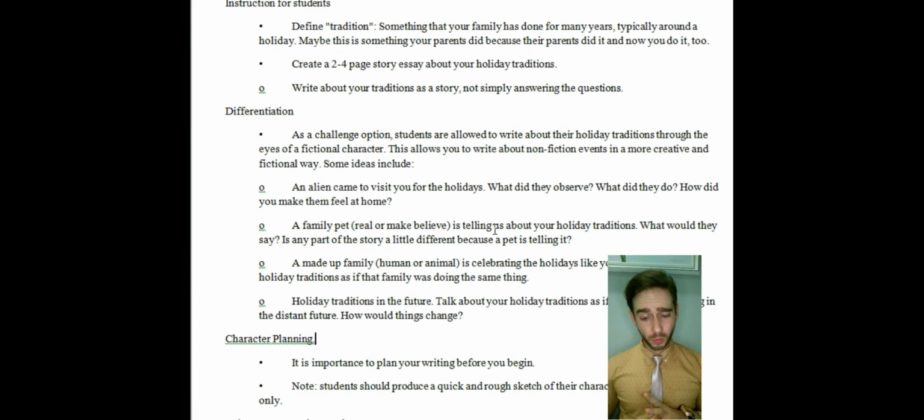Could be a real pet or a make-believe one, and the pet is telling us a story, telling us about the holiday traditions. And what would they say? Is there any part of the story a little different because it's a pet telling it? So how would the pet experience the holiday tradition? All right, another option is a made-up family. It can be a made-up human family, it can be an animal family, and they are celebrating the holidays like you do. Write about your holiday traditions as if that family was doing the same thing.